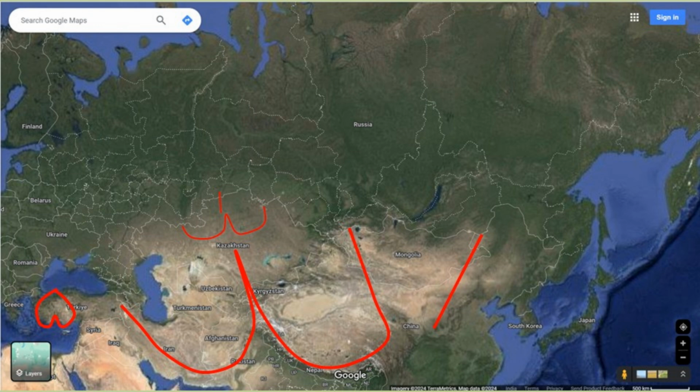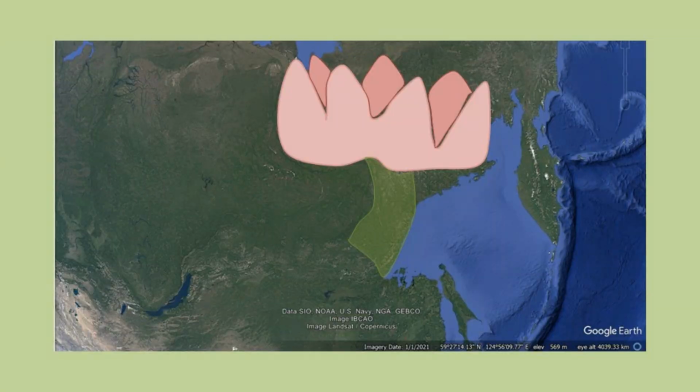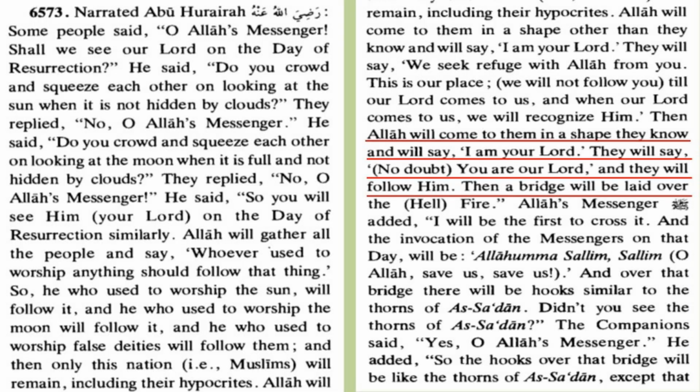Before revealing Allah to you, let me answer those who say that Allah does not have any physical form. It is mentioned in chapter number 20, verse number 5, and chapter number 32, verse number 4, that He established Himself above the throne. This indicates that to sit on a throne, Allah should have a physical form. Even a hadith mentioned in Bukhari, volume number 8, book number 81, hadith number 6573 says that people can see Allah on the day of resurrection in the form of they know Him.